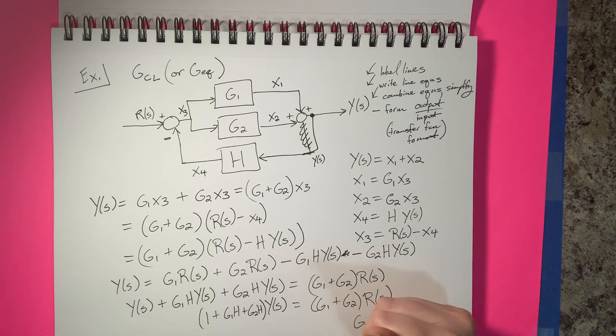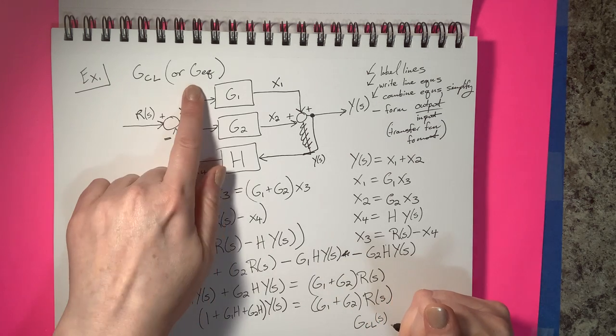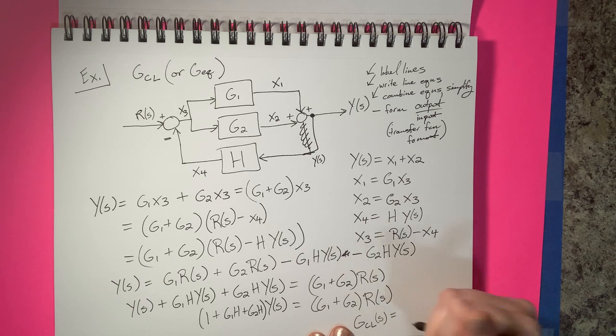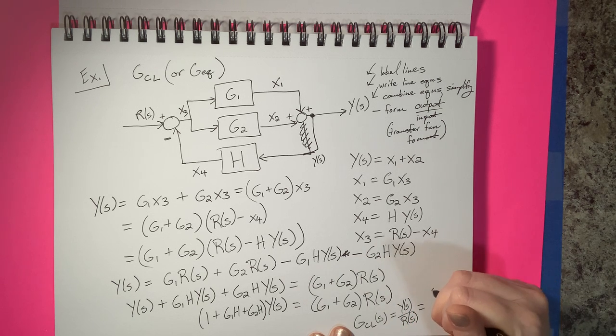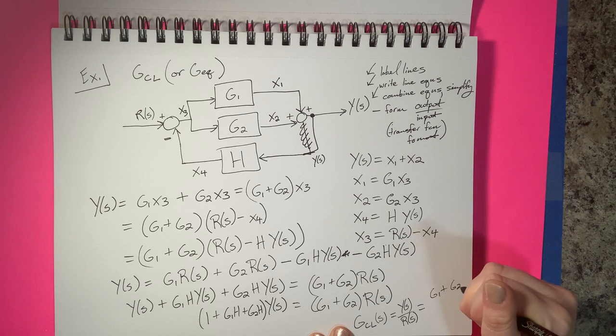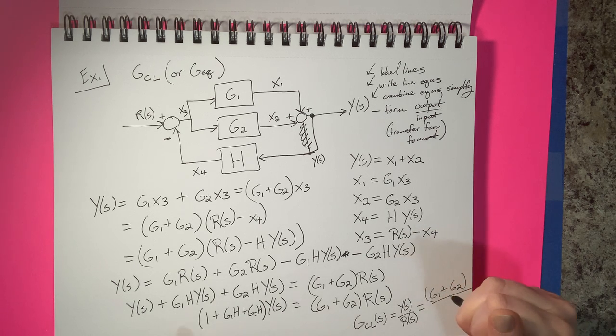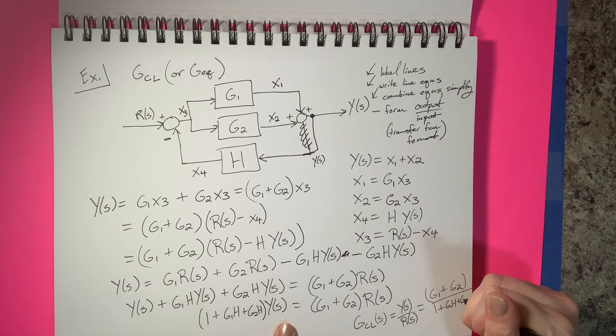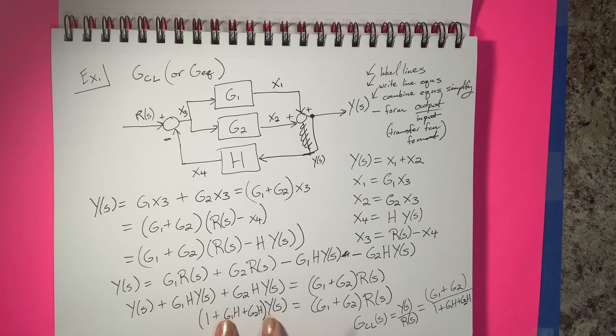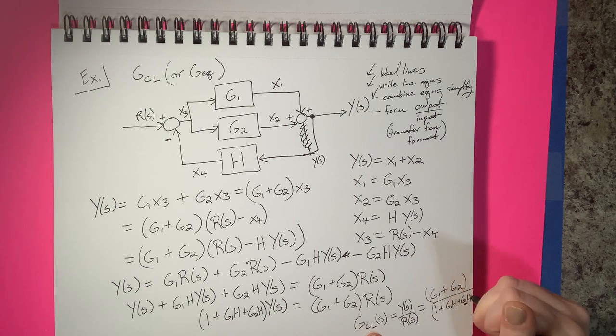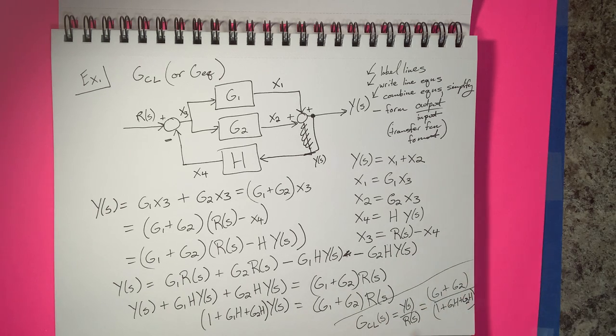All right, so that would leave us with our G closed loop. In this case, it's equivalent to G equivalent equals the Y of s over R of s equals G1 plus G2 over 1 plus G1H plus G2H. And you could go ahead and factor out the H in this case, by the way. And then you'd have a little bit less to write here. It would look a little bit more concise. But there's our answer, okay?